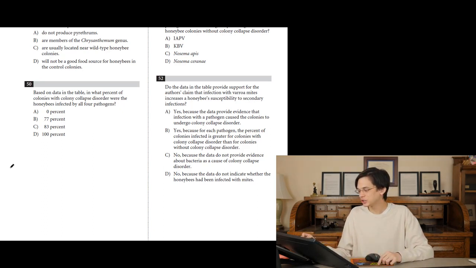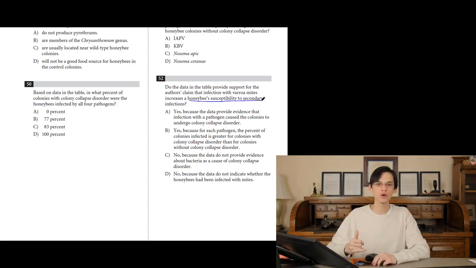Let's understand what the author is saying. He's saying infection with varroa mites increases a honeybee's susceptibility to secondary infection. So the increase of varroa mites infection increases the susceptibility of fungal, virus, and other pathogens.